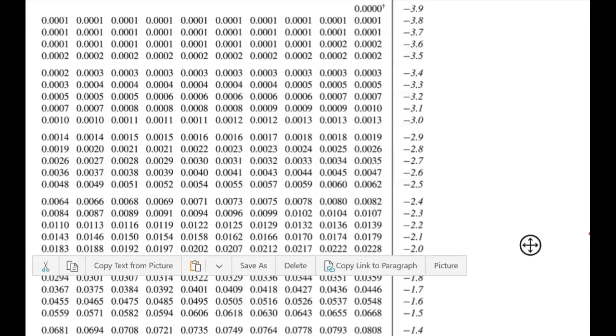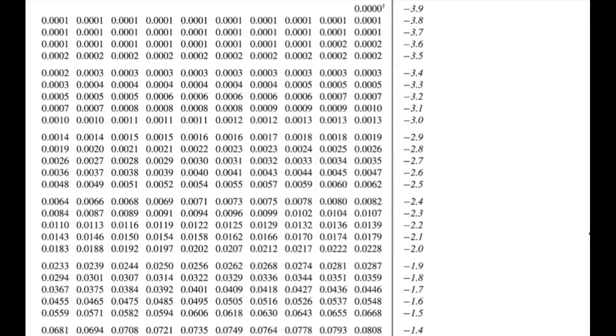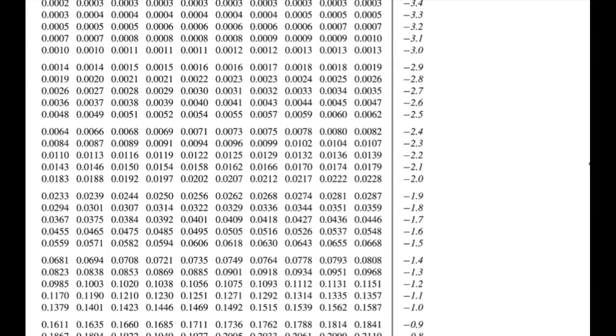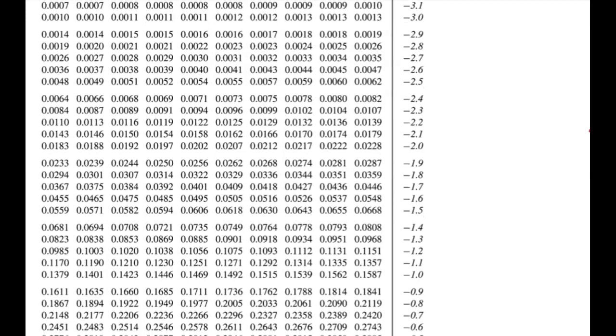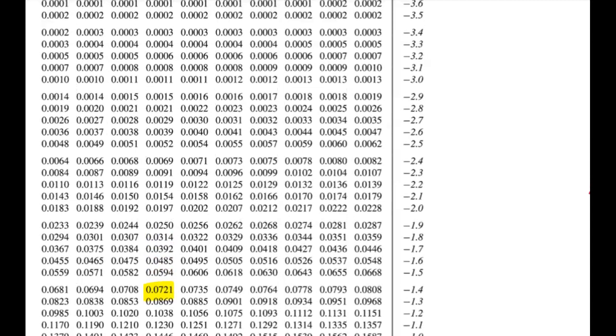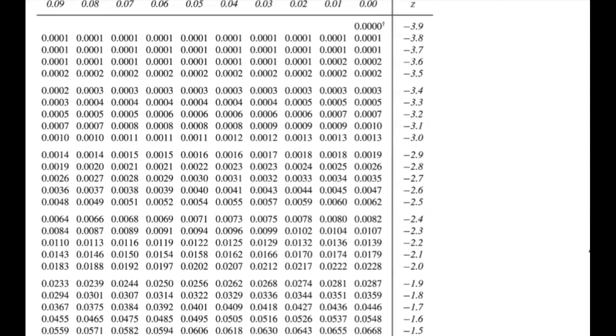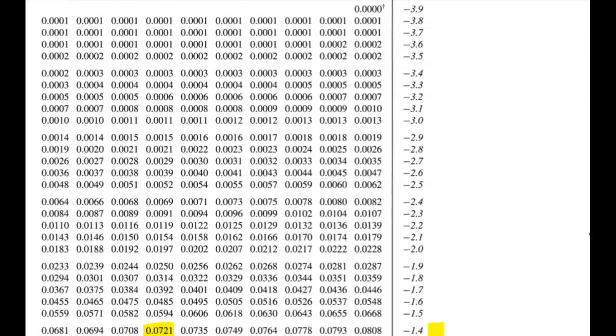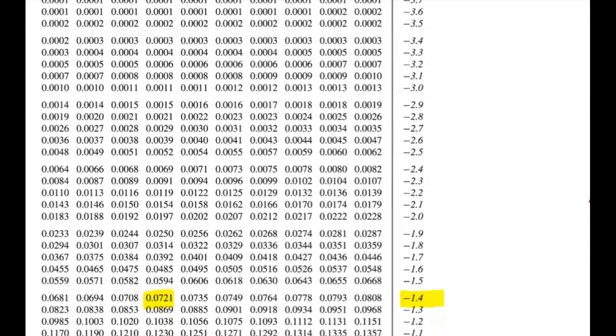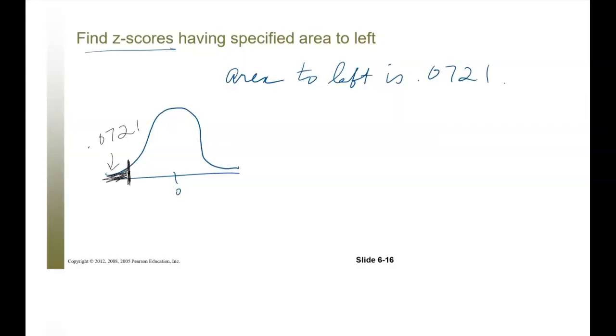So I start looking at all my areas. They go in order. They start at 0. All right. Keep looking. I'm at 0.02, 0.05. There it is. 0.0721. And then I need to know, hey, what z-score is that? Well, it's negative 1.46. Negative 1.46. So then I go here and I say, oh, it's negative 1.46. So z equals negative 1.46.